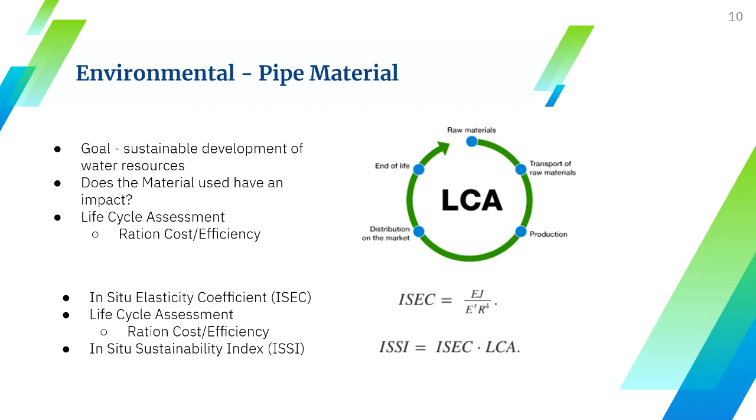This project proposes an index called the In Situ Sustainability Index, or ISSI, which can be used for the pipeline's material choice for drinking water systems and would take into account both technical and environmental aspects. This index considers the interaction between piping and laying soil through the in situ elasticity coefficient, and the impacts of material used for water systems piping through the life cycle assessment. The pipe material has to be based on the cost-effectiveness ratio.